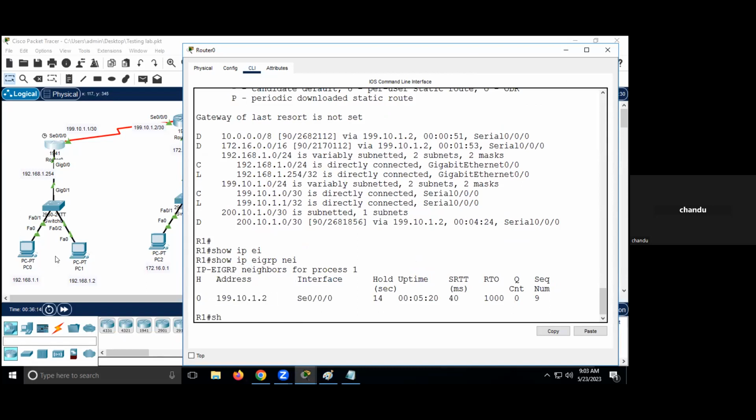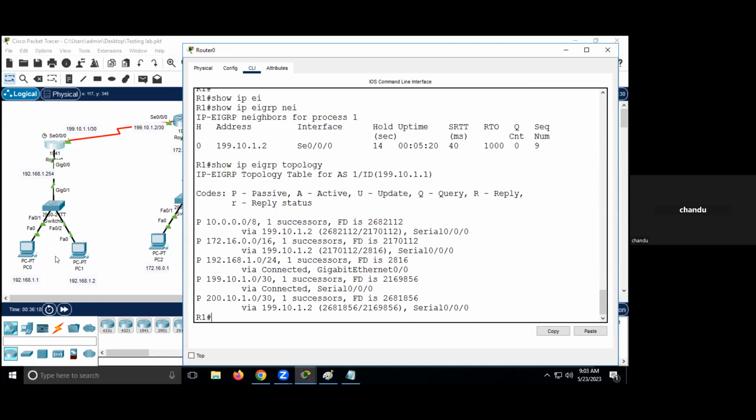And also I can type show ip eigrp topology. When you type this show ip eigrp topology, you get all the routes. There is a successor, there is FD value. FD is this feasible distance and AD value. To reach 10.0.0.0, this is the feasible distance, advertised distance.